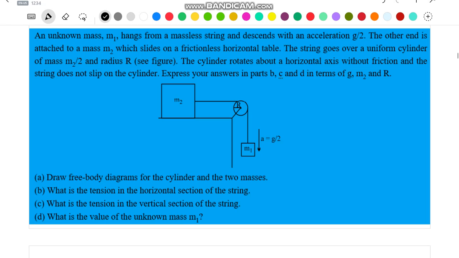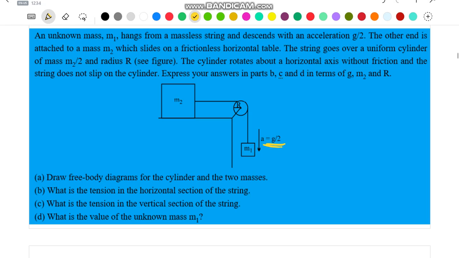Hello students, let us discuss a problem on laws of motion in this video. In the question it is given that an unknown mass m1 hangs from a massless string and descends with an acceleration equal to g by 2, which is also mentioned in the problem.